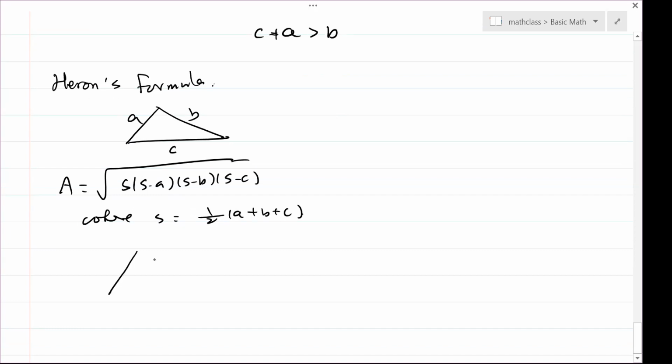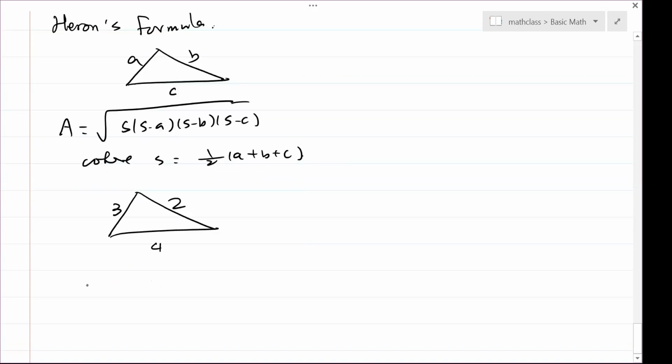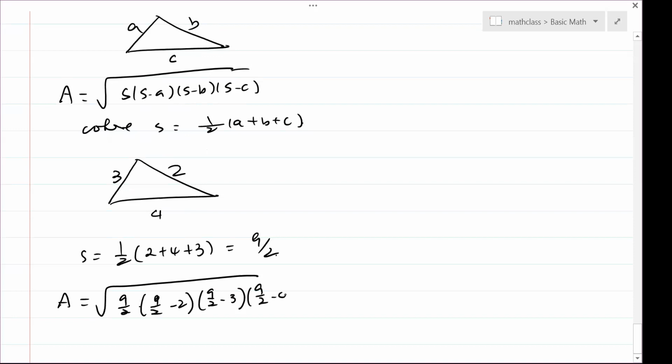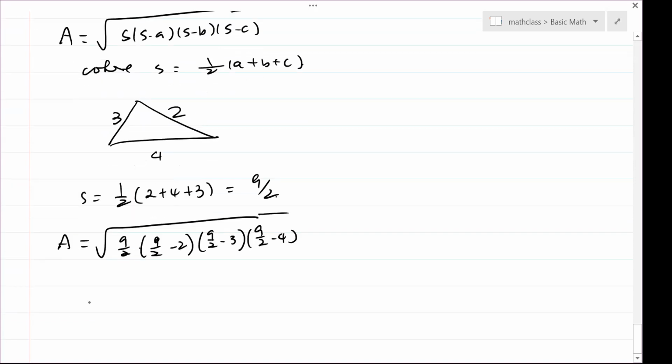So if we have 2, 3, 4, right? Then S is going to be half of 2 plus 3 plus 4, so that is going to be 9 over 2. Okay, good. Then the area is going to be S, 9 over 2, times 9 over 2 minus 2, times 9 over 2 minus 3, times 9 over 2 minus 4. Now let's simplify each of them.